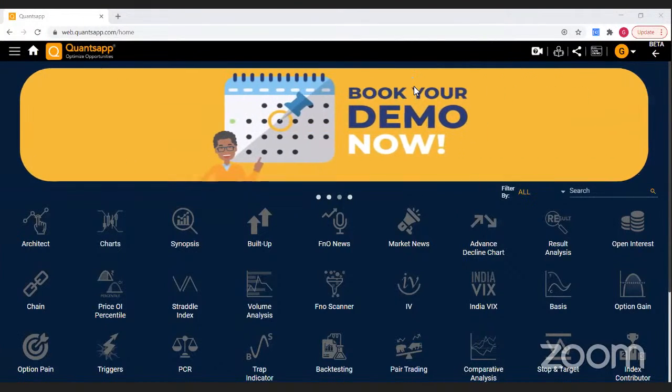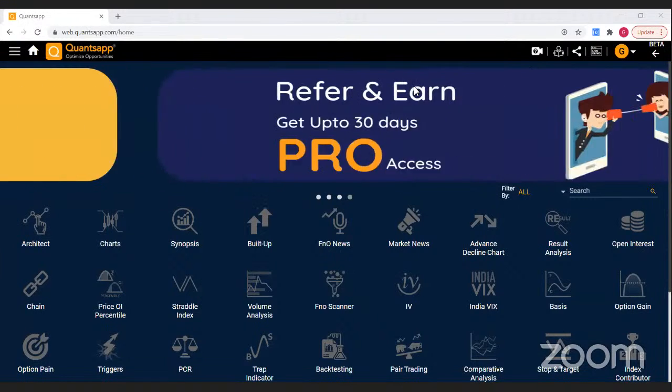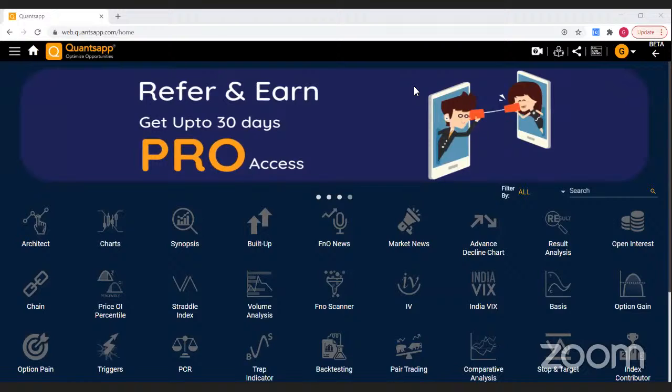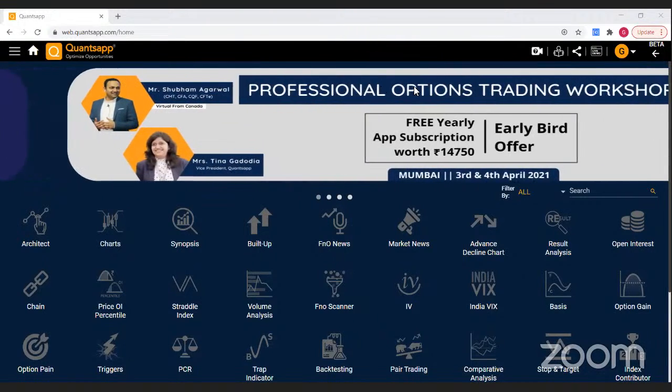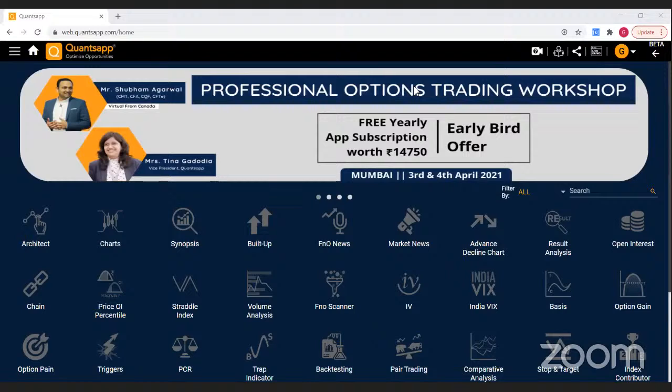So now we're gonna see some of the tools, and how we can use them in a more effective way. It's more about the tools, but along with that we're gonna see how we can use the options concepts in those tools. So we'll begin our session.